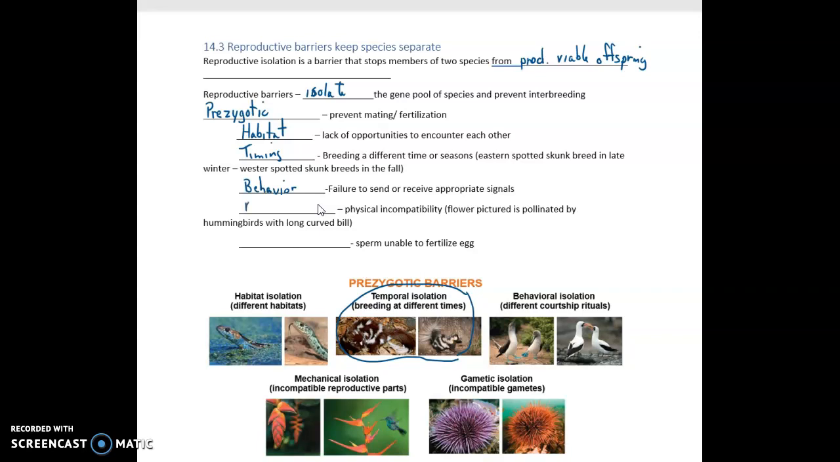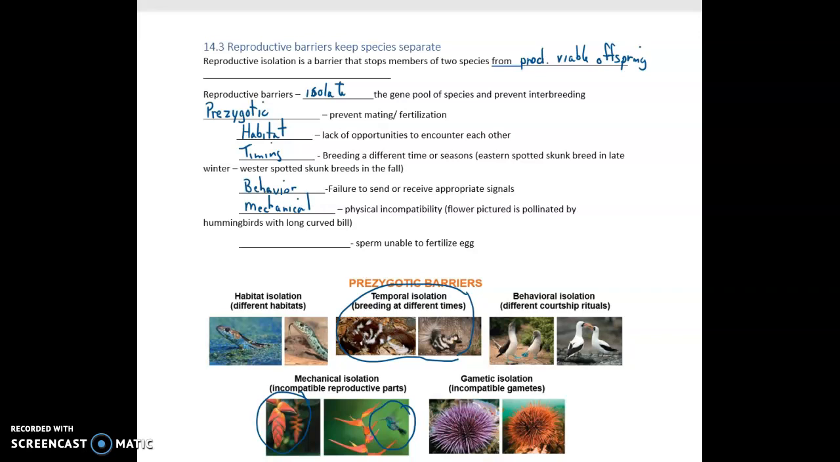There's mechanical incompatibility. And in the picture, this hummingbird has a straight bill, and it's able to pollinate this straight flower. And this curved flower over here is real similar, but the bill of the hummingbird isn't the right shape.